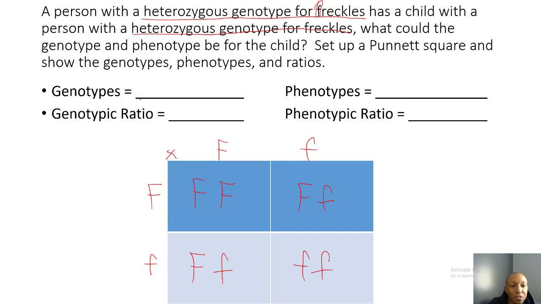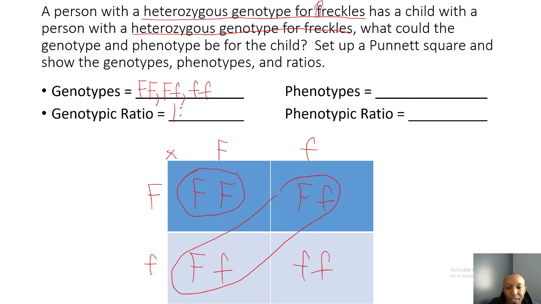Our genotypes are going to be the different types of letter combinations. So we have one homozygous dominant, we have heterozygous dominant, and then we have homozygous recessive. So our genotypic ratio is we have 1 homozygous dominant, we have 2 heterozygous dominant here, and then we have 1 homozygous recessive. So our genotypic ratio is going to be 1 to 2 to 1.